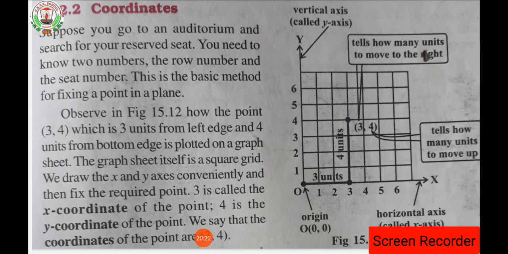So dear students, here I have explained everything about the graph axes and how to draw. Now tomorrow onwards we are going to see exercise 15.1. I will draw the graph and show you how to draw it. Clear everyone? So thank you for this.